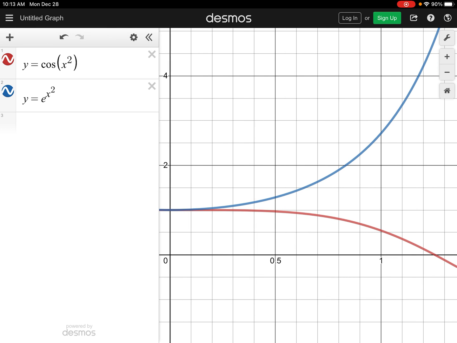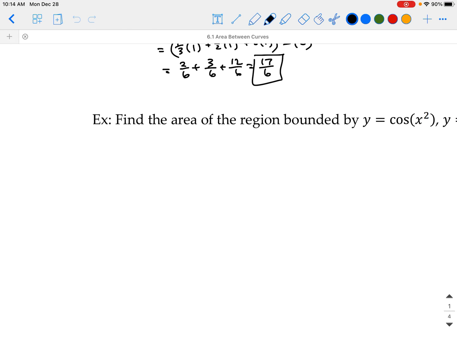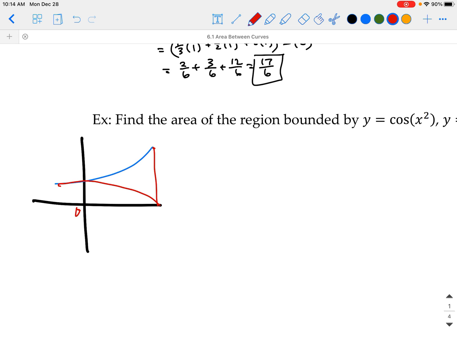All right, so we can see here that they are going to meet at 0 and then diverge from each other as they approach 1. And the blue curve is our e to the x squared, and our cosine graph is going to be the bottom curve. So again, we've got one curve going up, the other curve going down. So there's no other intersection points.